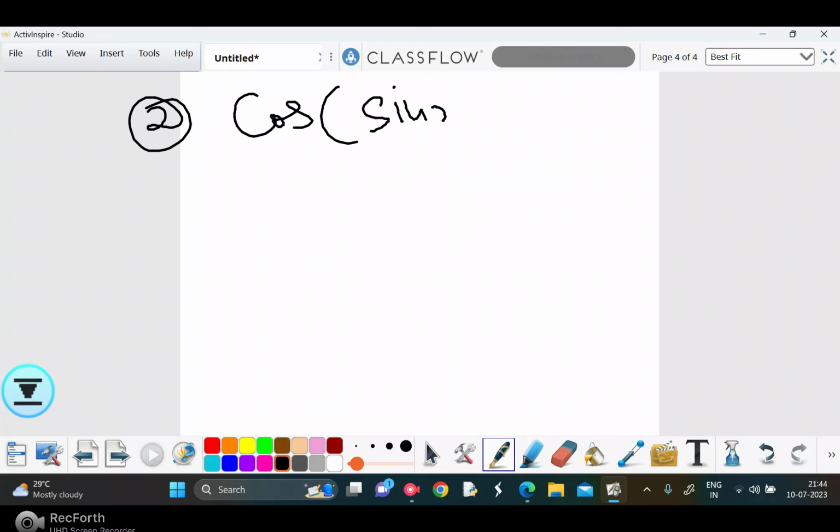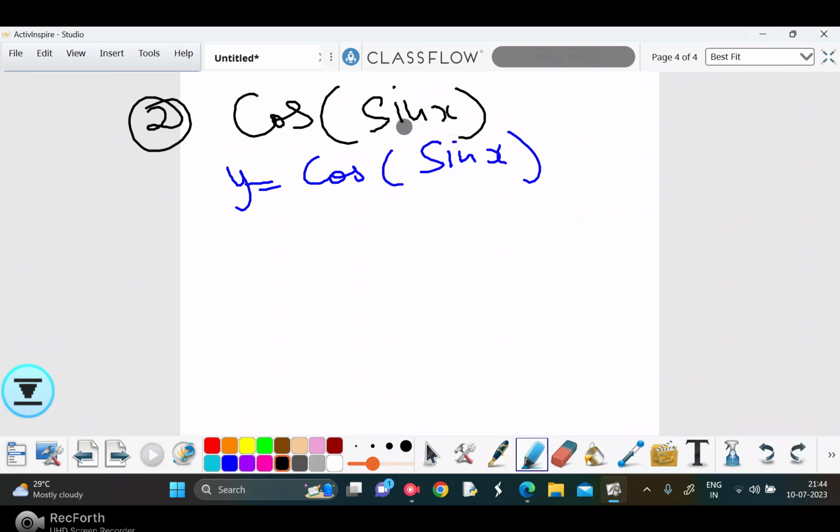Next question is cos of sin x. So y is equal to cos of sin x. The heading again is to find the derivative of this function. I have a formula only for cos x, so I'll assume, or pretend, that this sin x is my x.